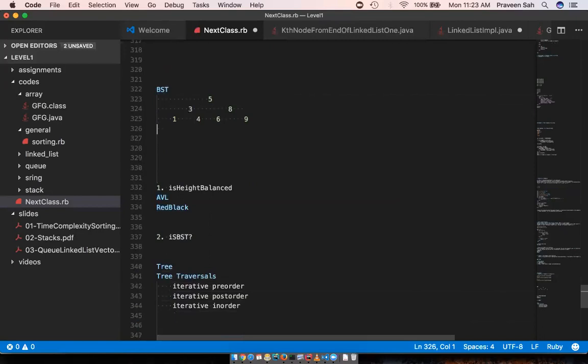Suppose this is a BST and the order in which the data came was 5, 3, 1, 4, 8, 6, and 9. If the data came in this order and we inserted it, it would have worked very easily. It would have been this order only. But what if the data came in this order? 1.